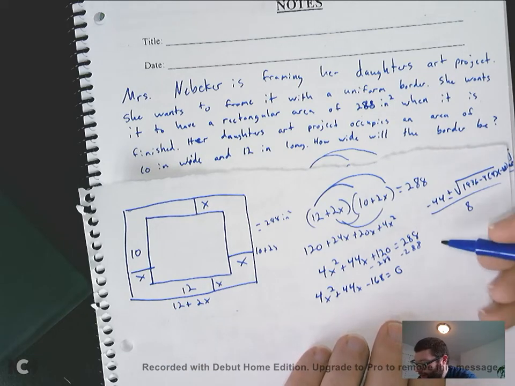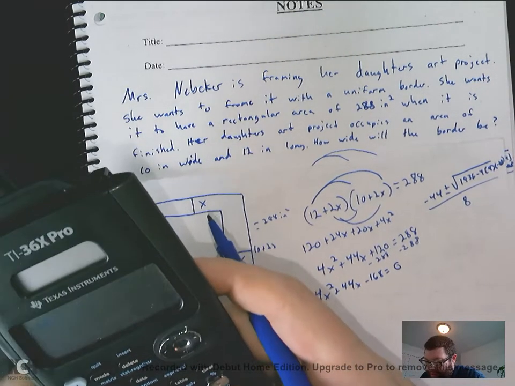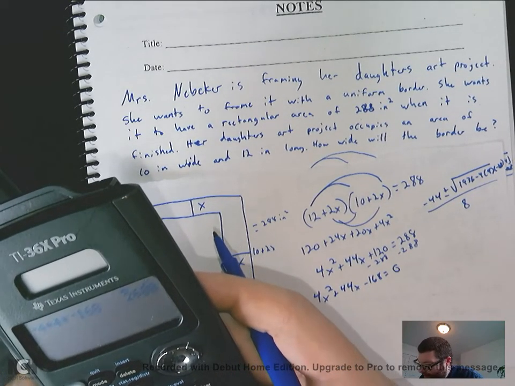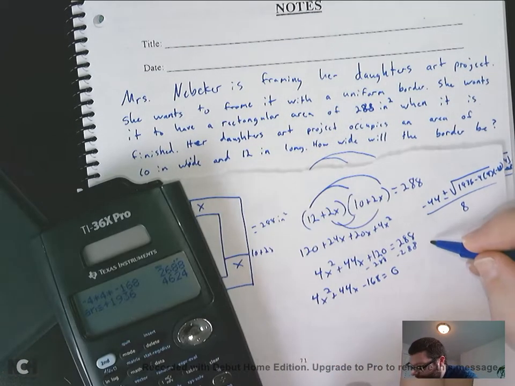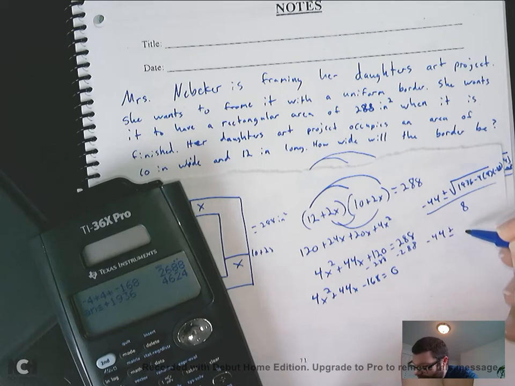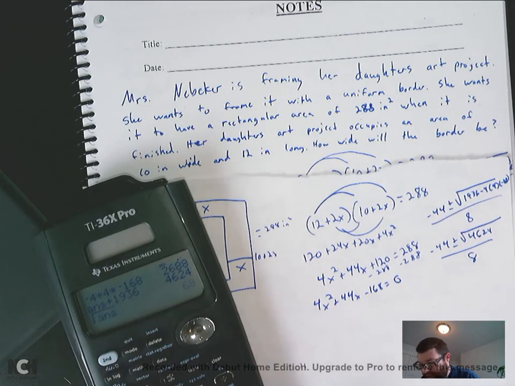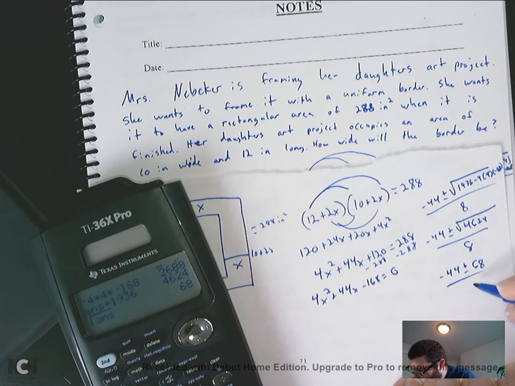Now, we're going to multiply and combine here. So negative 4 times negative 168 is 2,688. Add that to 1,936. And I'm going to get negative 44 plus or minus the square root of 4,624 all over 8. The square root of 4,624 is 68. So negative 44 plus or minus 68 all divided by 8.